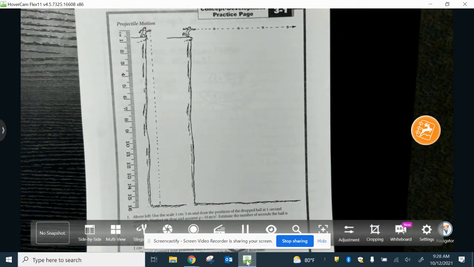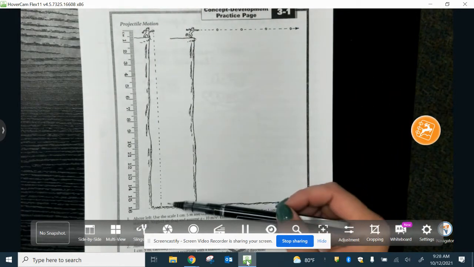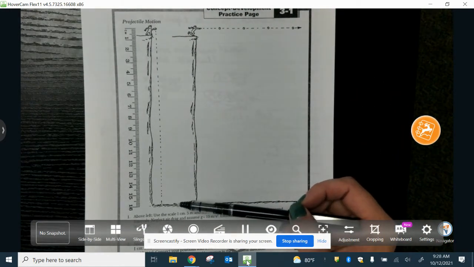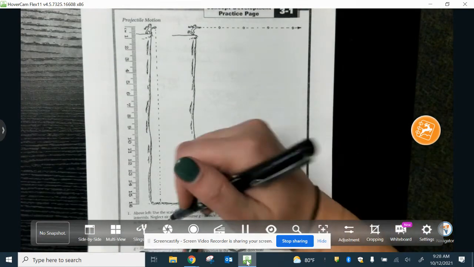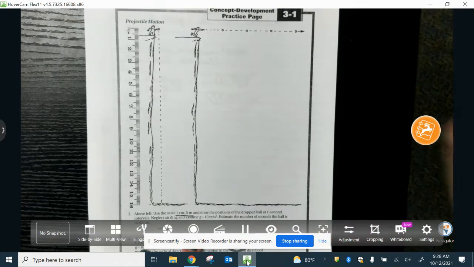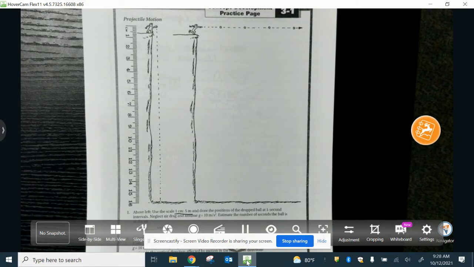So what we're going to do is plot the motion here of a dropped ball. It says we're going to use a scale of 1 centimeter equals 5 meters and draw the positions of the dropped ball at 1 second intervals. Neglect air drag and assume that gravity is 10 meters per second squared.